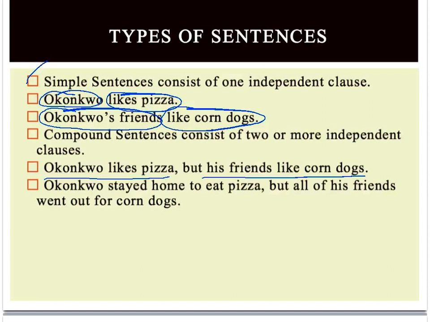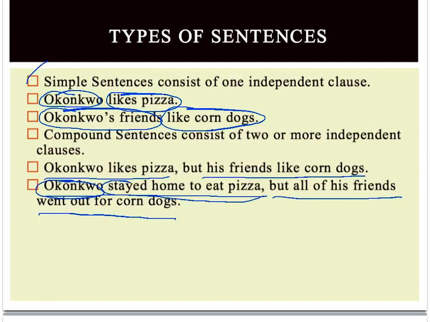Or what if it seemed like there was a lot more going on, but it's still the same number of independent clauses. Okonkwo stayed home to eat pizza, but all of his friends went out for corn dogs. All right, there's 2 clauses here. This one has the complete subject, Okonkwo, and the complete predicate, stayed home to eat pizza, right? This one has the complete subject, all of his friends, and the complete predicate, went out for corn dogs, right? So that's 2 independent clauses together. We call that a compound sentence.